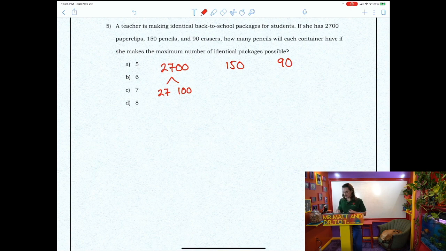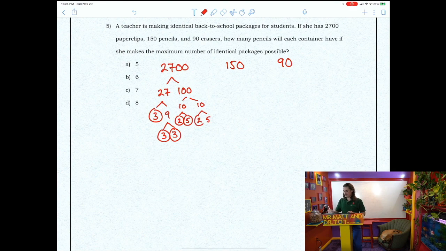27 will break down into 3 times 9. 9 breaks down into 3 times 3. 100 breaks down into 10 times 10, and 10 breaks down into 2 times 5 each. 150 will break down into 15 times 10, 15 breaks down into 3 times 5, and 10 will break down into 2 times 5. 90 will break down into 9 times 10, 9 breaks into 3 times 3, and 10 breaks down into 2 times 5.